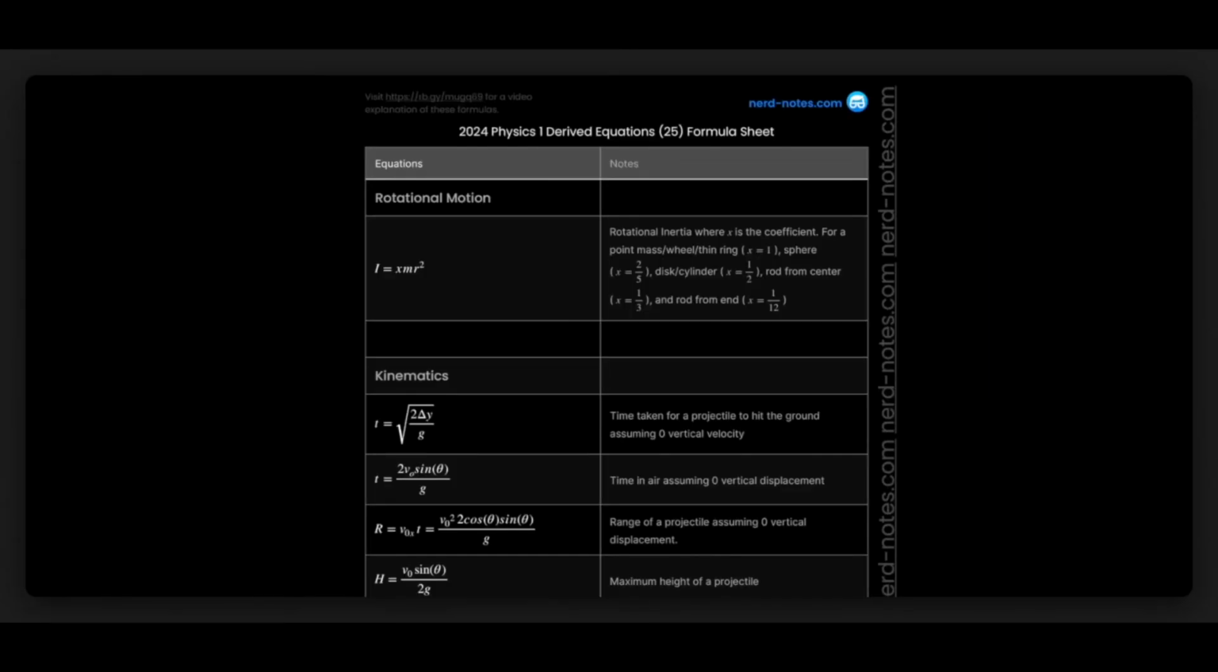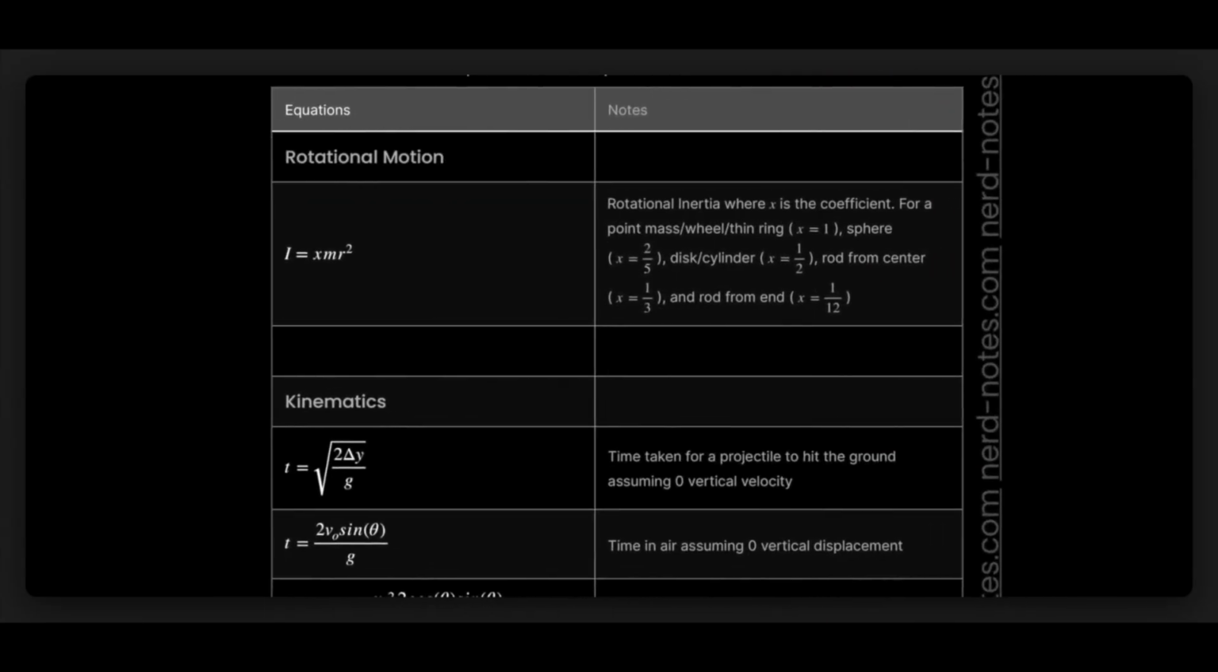Alrighty, let's go and cover these 25 derived equations, starting with rotational motion. I know it's a weird place to start, but it will make sense as I go through the list of derived equations. So as you can see, this equation has an mr squared. If you've been doing this for a while, you know that the moment of inertia of a point mass is just mr squared. The moment of inertia of a sphere, for example, is 2/5 mr squared, and so on and so forth. And what you'll notice is that it follows this pattern of mr squared preceded by some coefficient. So in this case, there's a coefficient of 1.